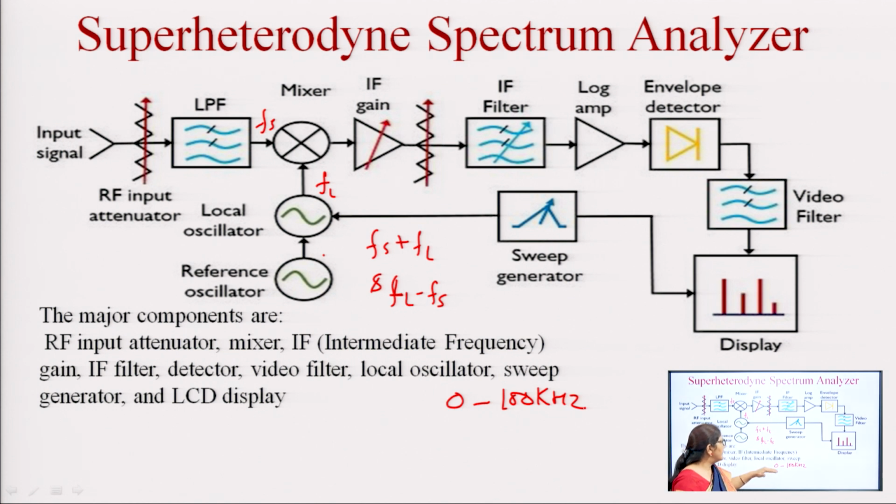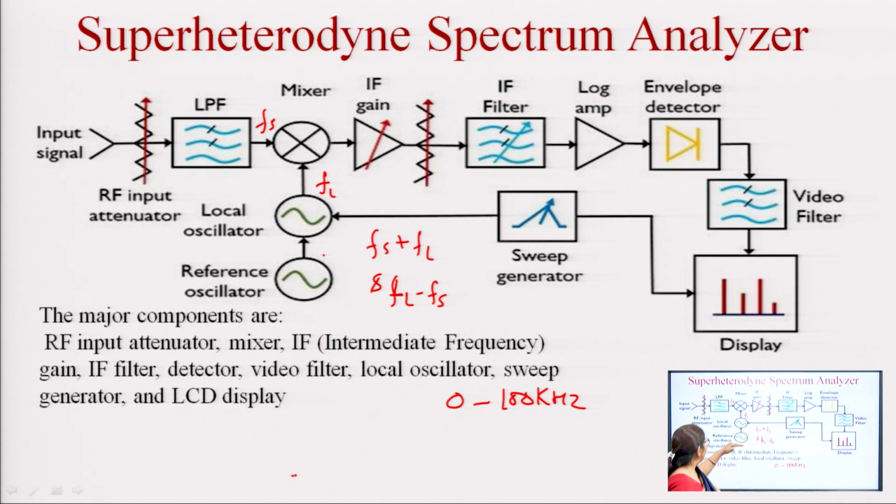Again, the IF filter circuit will pass only this range of frequency, and then it is applied to the log amplifier, because the amplitude variation is very high. So, we need a log amplifier. A normal amplifier is unable to amplify such large amplitude variation, so log amplifiers are used. After the log amplifier, when the signal is amplified, it is fed to the envelope detector. The envelope detector's basic function is to convert AC into DC, because we want to display the signal on the screen. So, the envelope detector converts the signal into video form, and then that signal is applied to the display circuit.